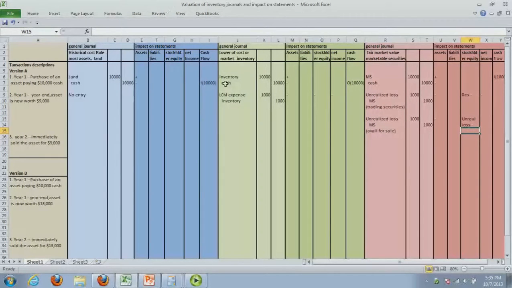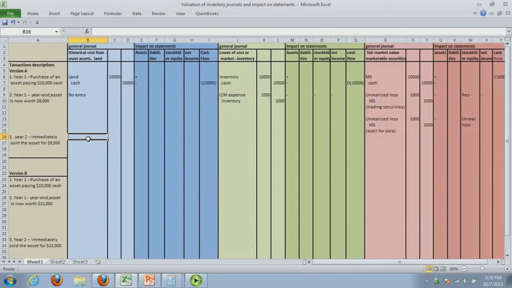or loss. Okay, so you can see that's a little more complicated, but they're okay with using fair market value for securities that are traded and have a price because it's not subjective. We have a quoted price and it's out there. Now, what would happen in year 2 if we immediately turn around and sold the asset?